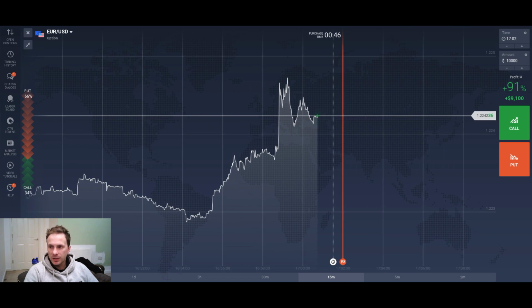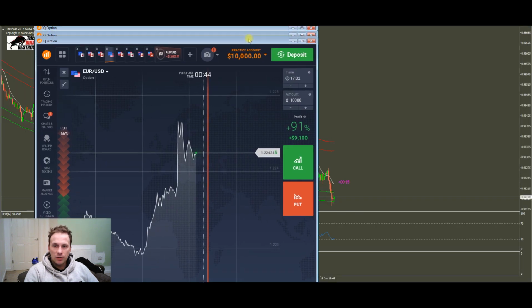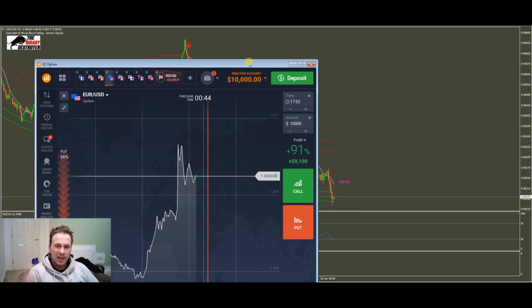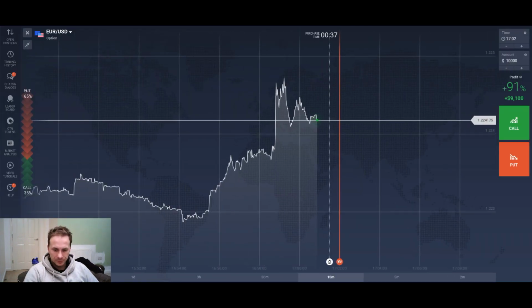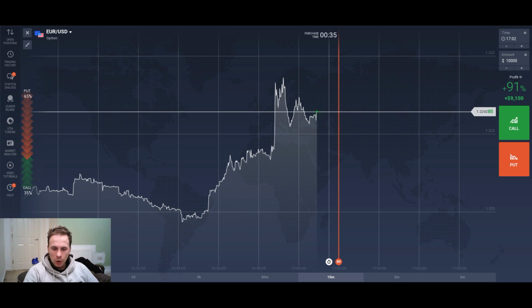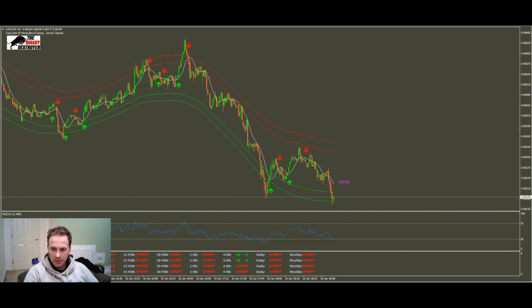and hopefully, I don't know if you can see this, I've got 10,000 of demo money in my IQ Option account, so hopefully we can get that to maybe 100,000 today. So I'm looking for some trades.